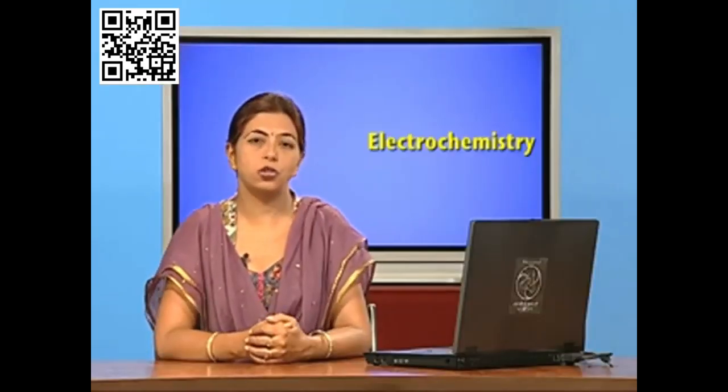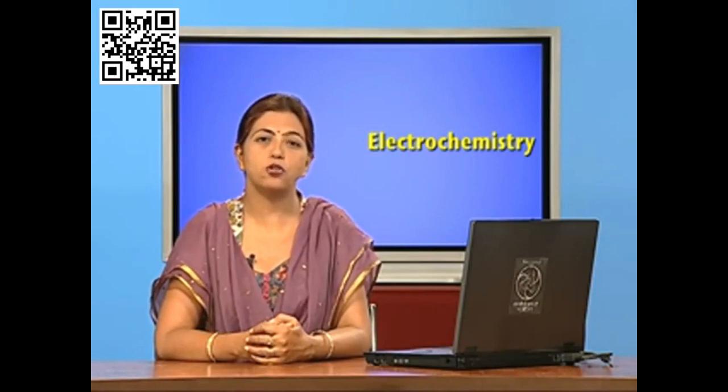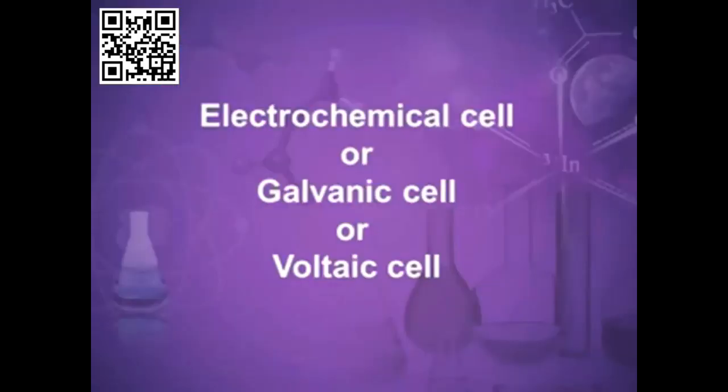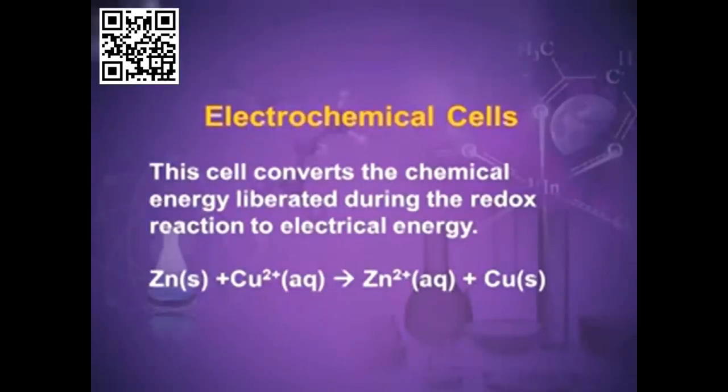As I have earlier told you, redox reaction is the basis of an electrochemical cell, or you can say a galvanic cell or a voltaic cell. Electrochemical cells, let's know what is that. This cell converts the chemical energy liberated during the redox reaction to electrical energy. Again, there is an example of the zinc copper cell. The chemical energy which is produced during this reaction is converted into electrical energy. That is the function of an electrochemical cell.